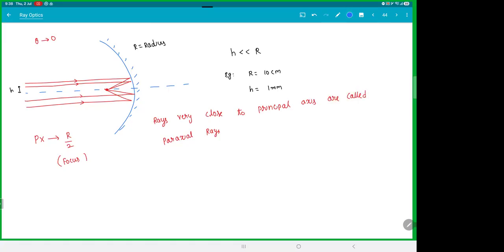That's the theory there. Now, next thing we're going to do is sign convention. That's the most important thing. And like I said, in ray optics the two most important things are the sign convention and the formula. If you know this, you will get it.